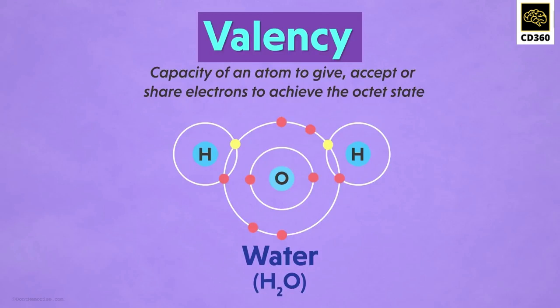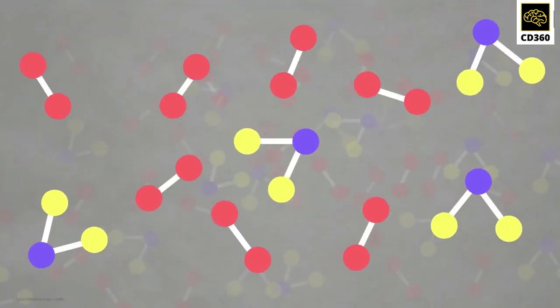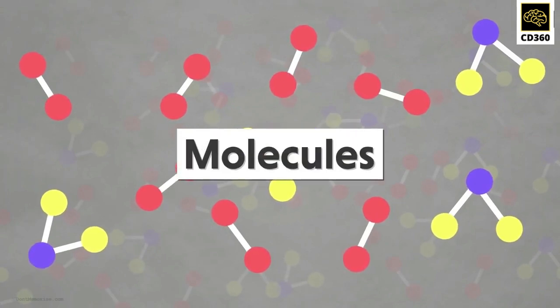Now that we know how the concept of valency works, let's have a look at how the atoms come together to form independent units. Let's discuss the concept of molecules in the next video.